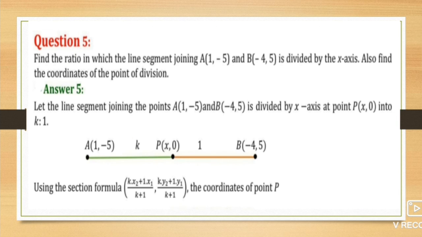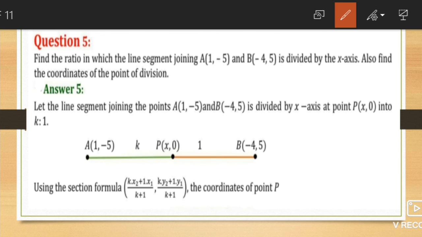Now question number 5. Find the ratio in which the line segment joining AB is divided by the x-axis. Also find the coordinate of the point of division. Okay, so first of all you have to find the ratio in which the line segment AB is divided by the x-axis. Suppose P is the point on the x-axis which divides the line segment AB.